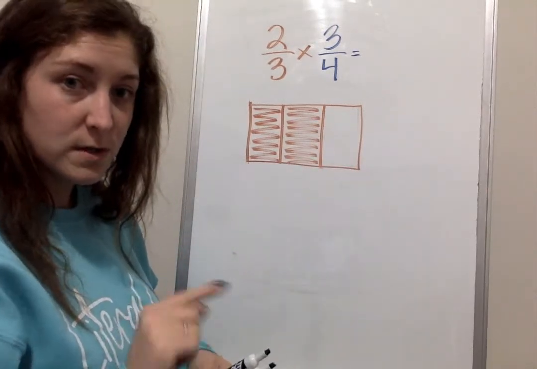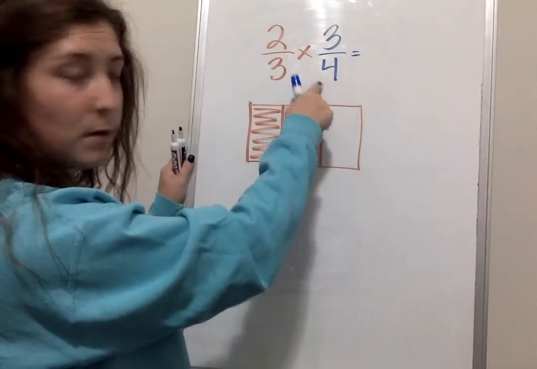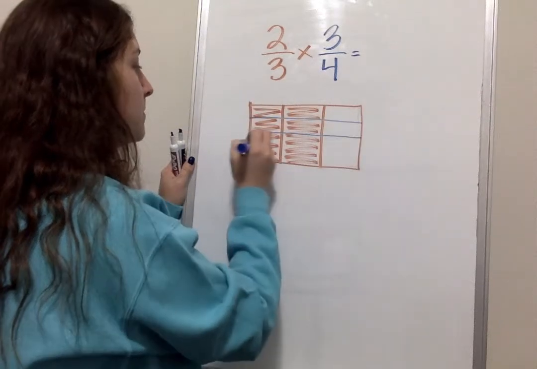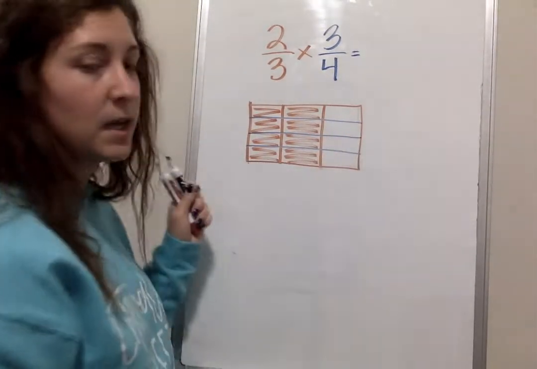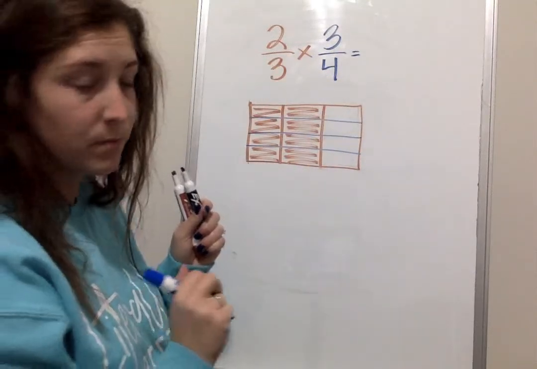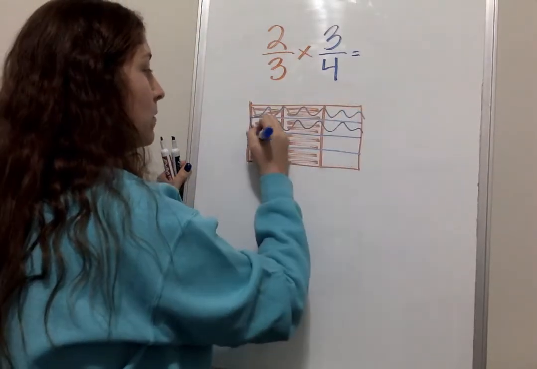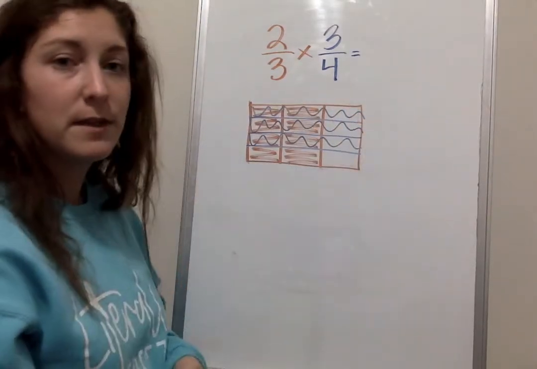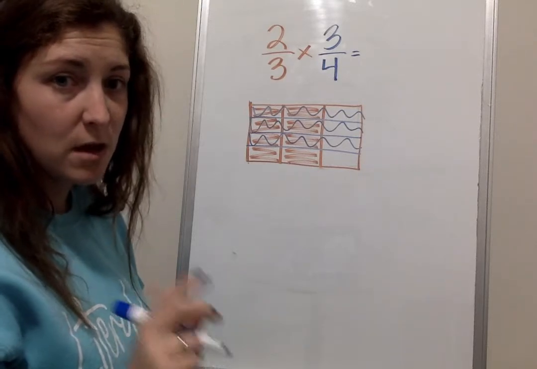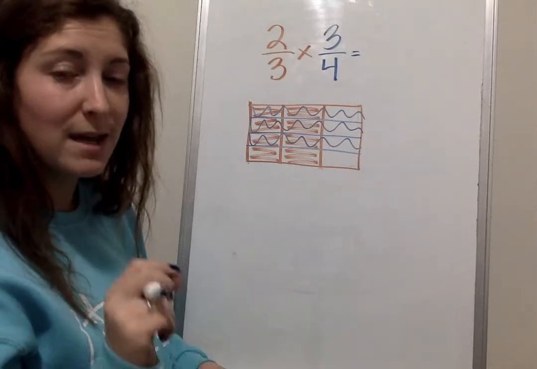Then, horizontally, I need to split it into fourths first. I have to shade in this time 3/4. So I'm going to shade in 1/4, 2/4, 3/4. Now this time you'll see I have a lot more overlapping than just one piece. So I need to carefully count how many pieces are overlapping in blue and brown.